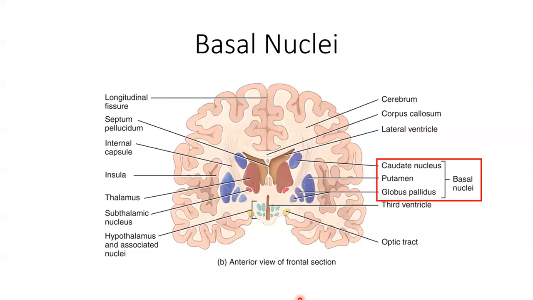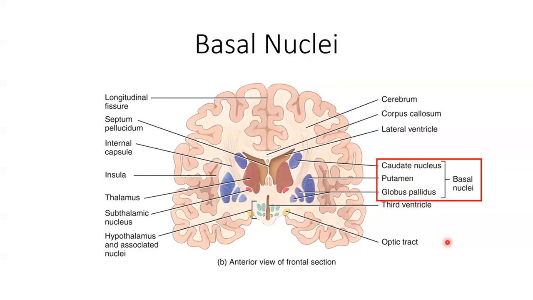So firstly, deep within each cerebral hemisphere, so both on the left and the right side of the brain, we have three nuclei that are collectively termed the basal nuclei. Remember, a nucleus is a collection or a cluster of cell bodies within the central nervous system. These three nuclei are the caudate nucleus, the putamen, and the globus pallidus.